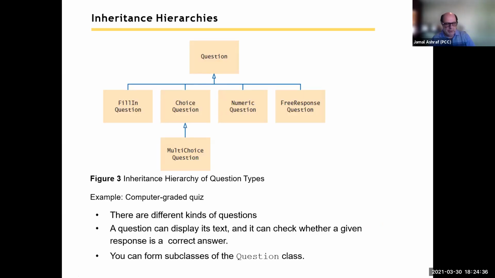Your book is going to be using something, I don't know if that's the best example, but it's going to be using it. We have a superclass called Question, and out of that, we're going to create some test questions. We have fill-in questions, choice questions, numeric questions, and free response questions. These are all going to inherit from the superclass Question. My superclass Question is going to have a question and an answer for it.